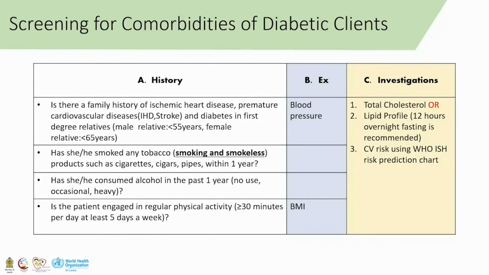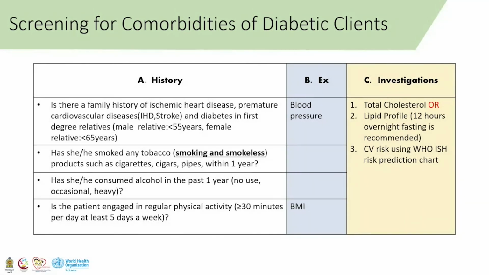Next, we look at how you would screen for comorbidities of diabetic clients. In the history, we look for a family history of ischemic heart disease, premature cardiovascular diseases, and diabetes in first degree relatives: male relatives less than 55 years and females less than 65 years. We also inquire if she or he has smoked any tobacco products such as cigarettes, cigars, pipes, or consumed smokeless tobacco within the last year.